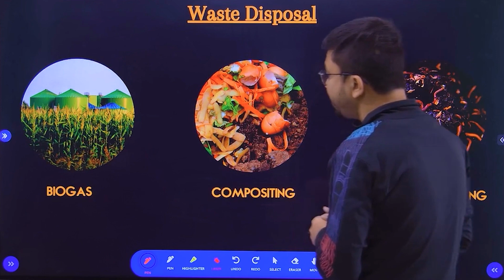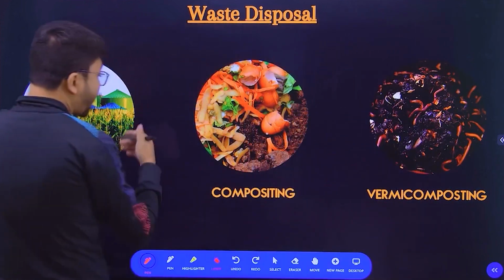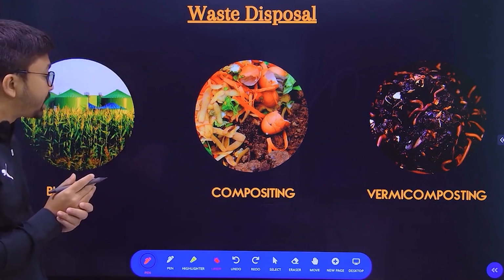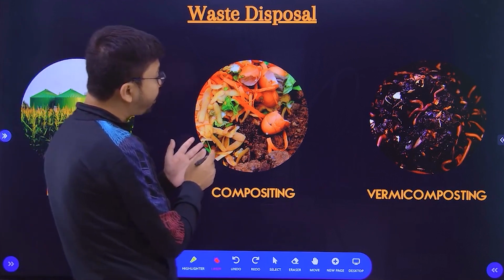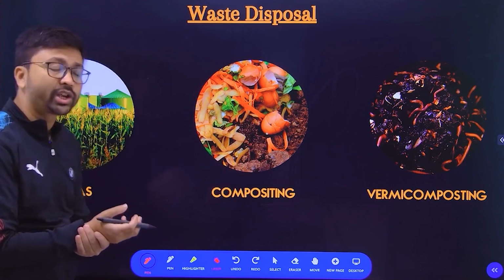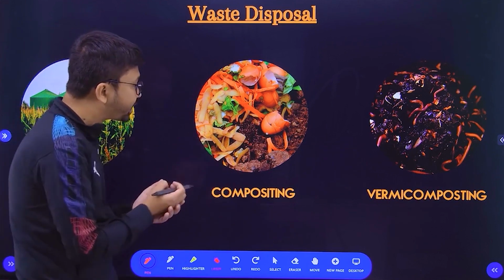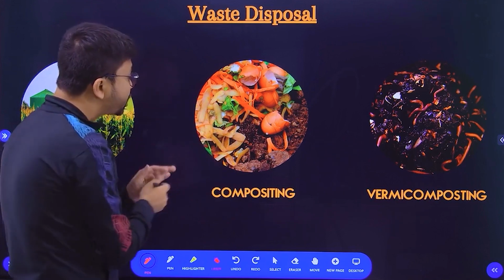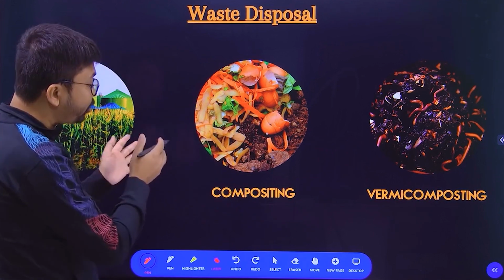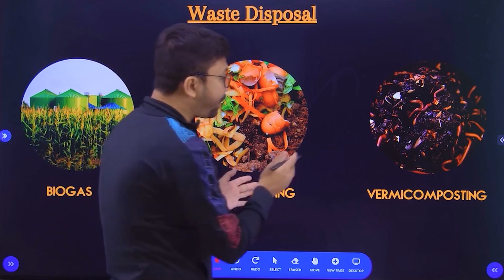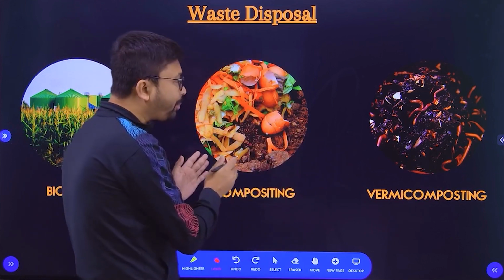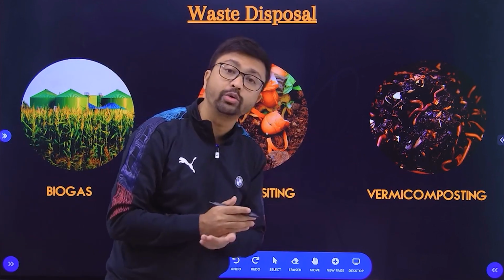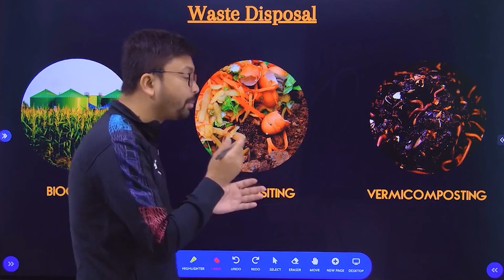Next, here you can see biogas, right? And composting and vermicomposting. Those are the different methods. Composting, basically what will happen? The biodegradable waste materials are collected, and with the help of microorganisms we can dispose of those waste materials, and from there we will be able to get manure also. Vermicomposting is the same as composting, but here in place of microorganisms we use earthworms, which makes the process faster.